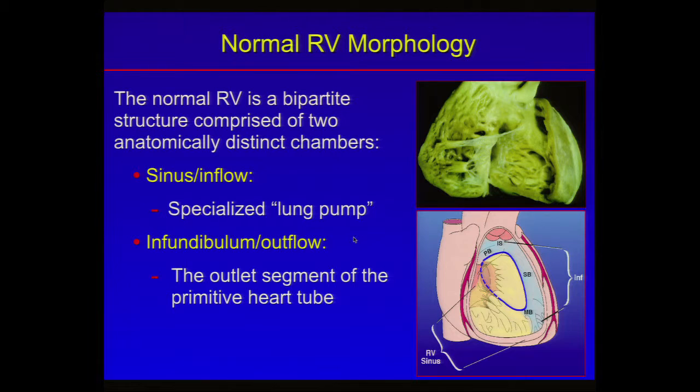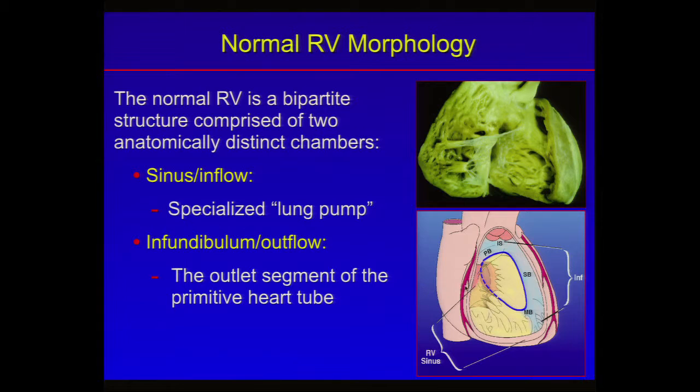But I'm happy to either at the end or in private go into more detail why this is not quite the case. Certainly from an embryologic perspective, there's strong evidence supporting the concept of bipartite right ventricular structure. Each of these parts, the sinus and the infundibulum, can be further subdivided into two parts, and then you end up with four components.